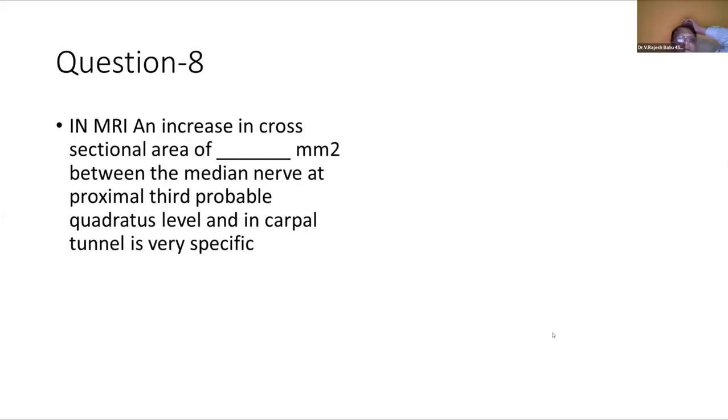In MRI, an increase in the cross-sectional area in square millimeters between the proximal third, at the pronator quadratus level, and in the carpal tunnel is very specific.